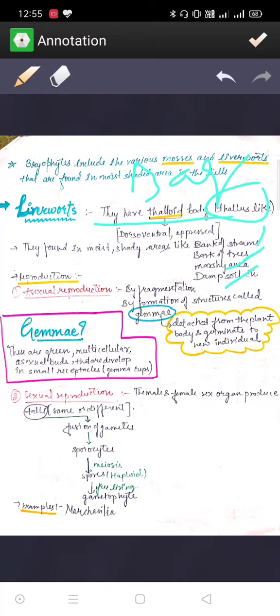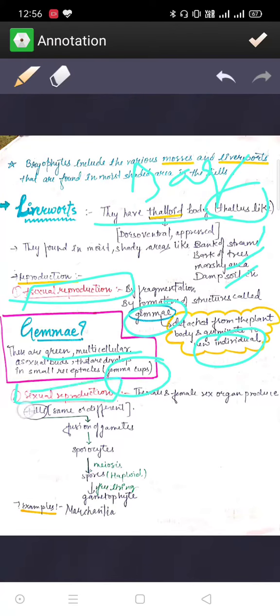And what type of reproduction do they have? Asexual reproduction by fragmentation, or by the formation of structures called gemmae, which are found in gemma cups. So what are gemmae? Gemmae are green, multicellular, asexual buds that develop in small receptacles called gemma cups, and these gemmae detach from the plant body and germinate into new individuals. And this is a type of asexual reproduction.